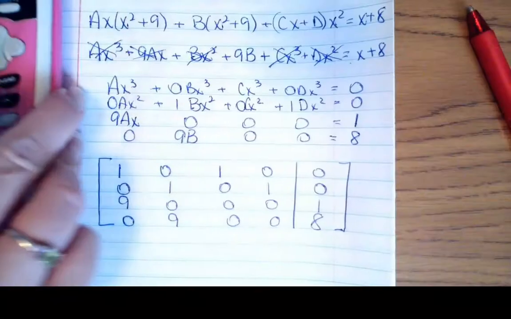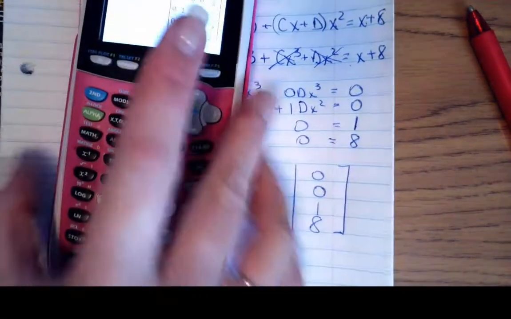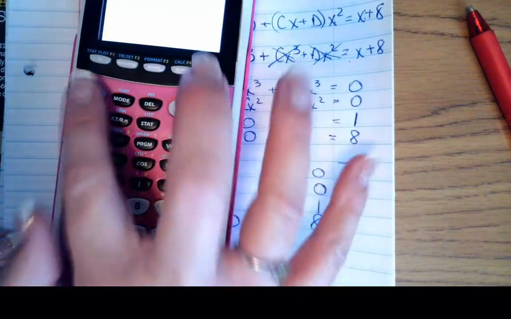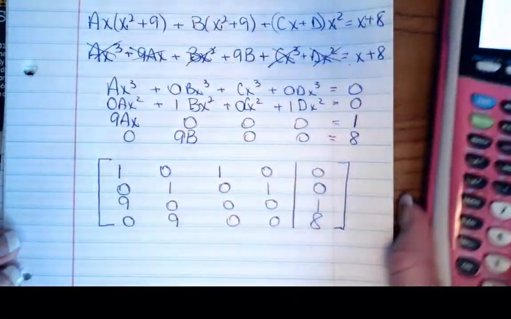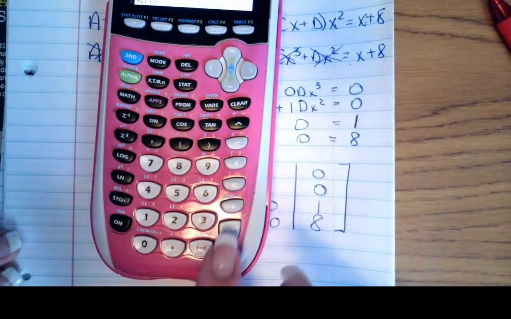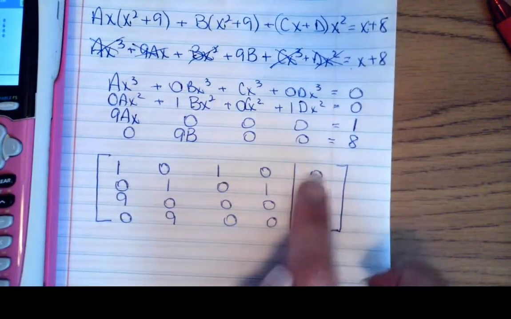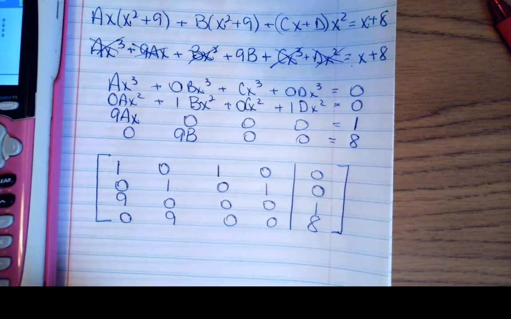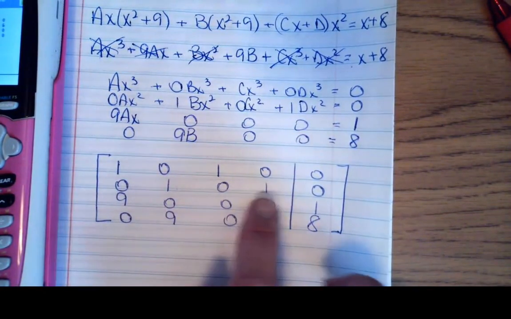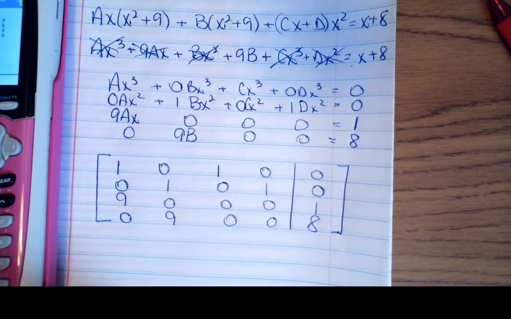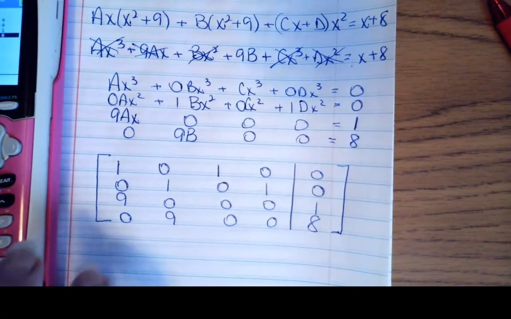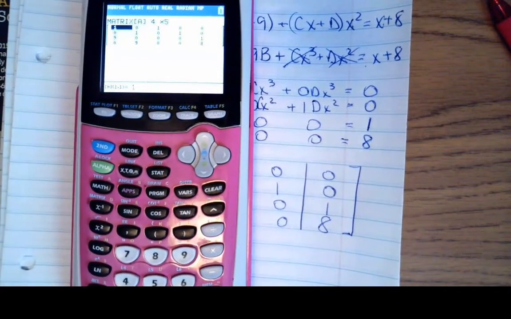Okay, so I'm going to put this into my calculator. So, wait, what do I have? All right, clear. So I've got my matrix. I'm going to go to edit. I need 4 rows and 5 columns, so I need a 4 by 5. And then I'm going to enter this. I've got 1, 0, 1, 0, 0. I've got 0, 1, 0, 1, 0. And then I've got 9, 0, 0, 0, 1. And then I've got 0, 9, 0, 0, 8. Okay, so I've set up my matrix that you couldn't see, but there it is.